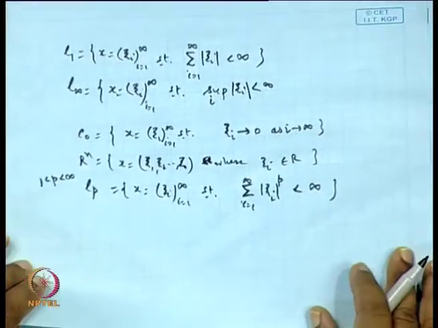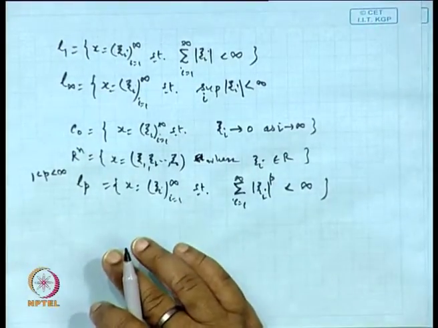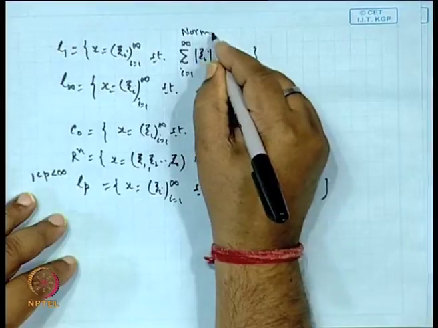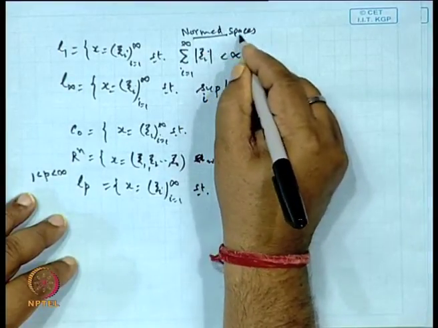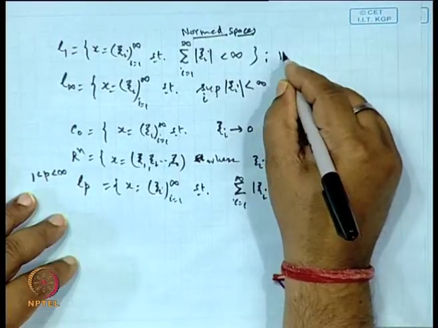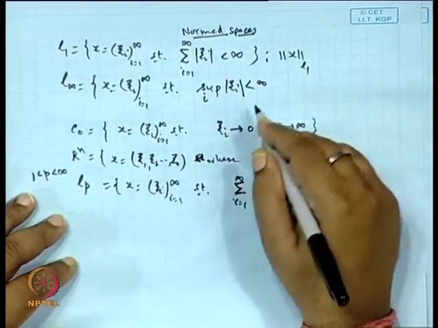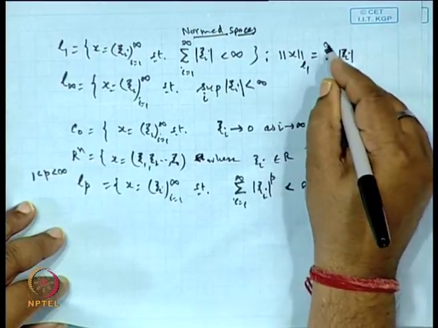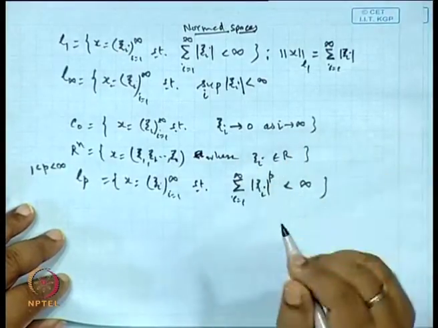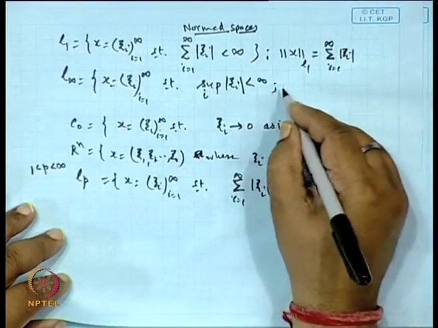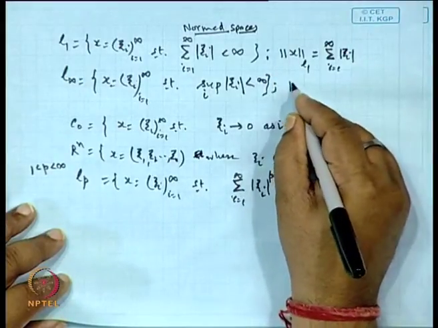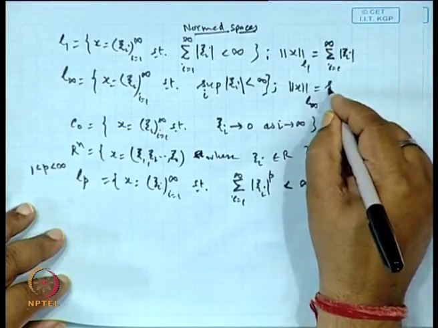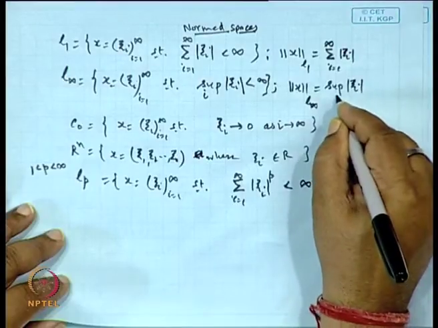Now, these spaces we have already discussed. These are norm spaces, and the corresponding norms are defined as follows. The norm of x in L1 is nothing but the sum of |xi|, i from 1 to infinity. This is the norm of x in L1. Here the norm of x in L infinity is defined as the supremum of |xi| over i.